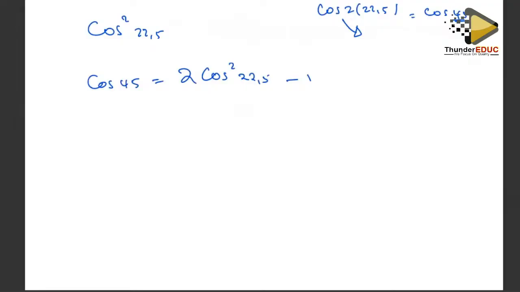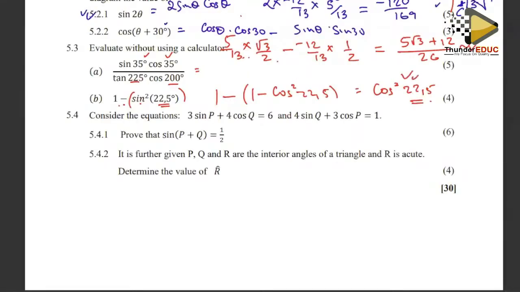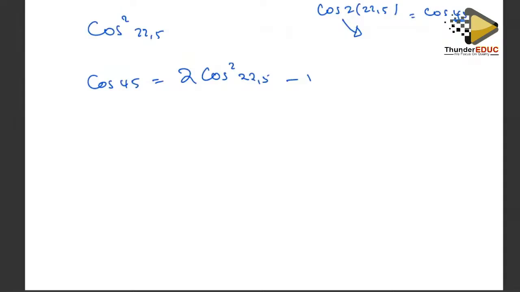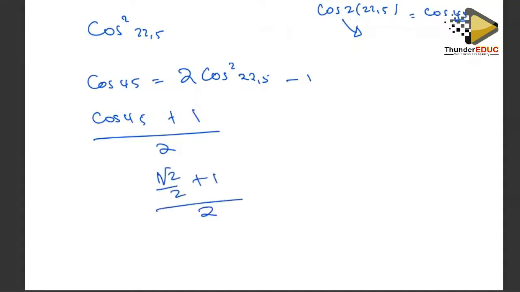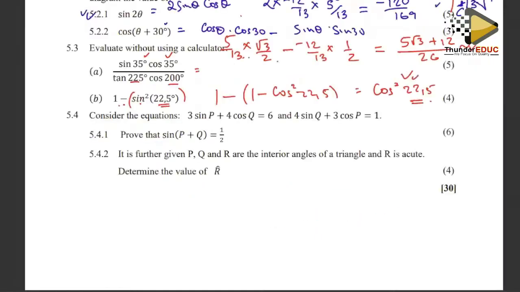Okay, the question is asking for the value of cos squared of 22.5. So I'm going to move this one that side. So it's the cos of 45 plus 1, divided by 2. Cos of 45 is 1 over root 2, or root 2 over 2, plus 1, divided by 2. We can simplify this further, which will give you root 2 plus 2 over 4. That becomes our final answer.